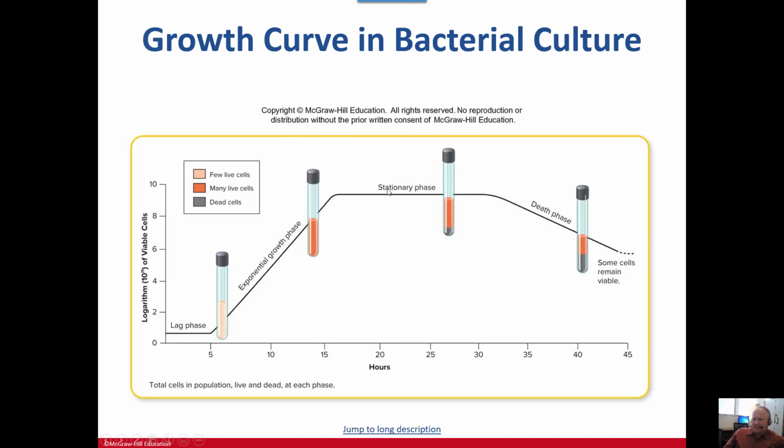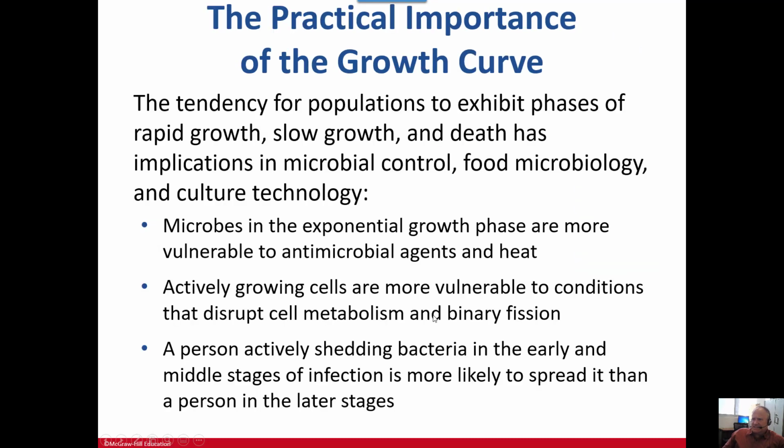So here it is in a graphic form: the lag, and then we go into the exponential growth, and then come into the stationary phase, and then eventually the waste products tend to cause death, and we now lose the number of cells and no longer maintain. So that's a standard growth curve.